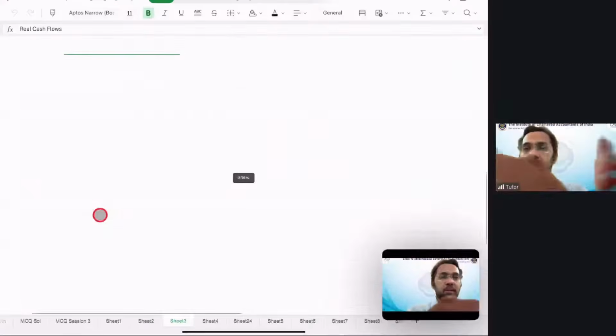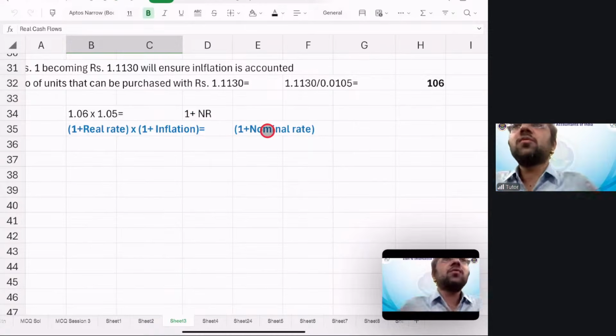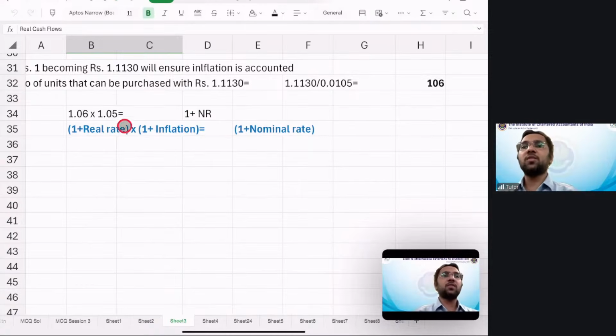We have already learned about this. I'm just recapping this particular concept: it's going to be 1 plus real rate into 1 plus inflation. So the compounded effect of real and inflation is going to be the overall nominal rate. So 1 plus real rate into 1 plus inflation is equal to 1 plus the nominal rate. Obviously, if we have the real rate and the inflation, I can get the nominal rate. If I have the nominal and inflation, I can even get the real rate.